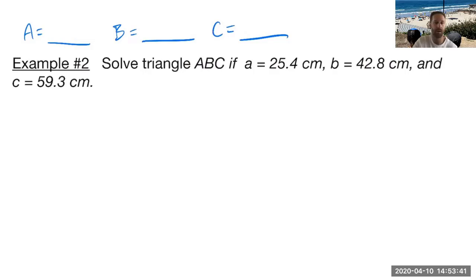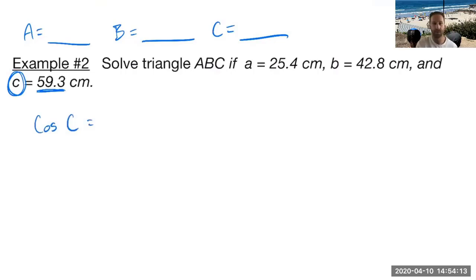Hopefully you thought about it and came up with the biggest, because the biggest angles are the most difficult to deal with sometimes, especially when they're obtuse, because not all of these, like we talked about, are going to be right triangles. Most of them are going to be oblique. So I'm looking at these things and I'm seeing that 59.3 is the biggest side, so that angle C would be my biggest angle.